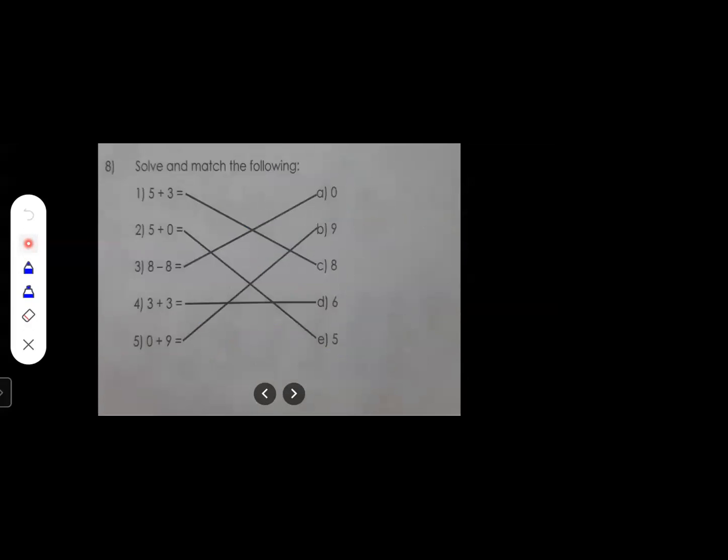Okay. So see 5 plus 3 is equal to 8. 5 plus 0 is equal to 5. 8 minus 8 is equal to 0. 3 plus 3 is equal to 6. 0 plus 9 is equal to 9. Okay. All the students had understood this match the following? Yes, very good.